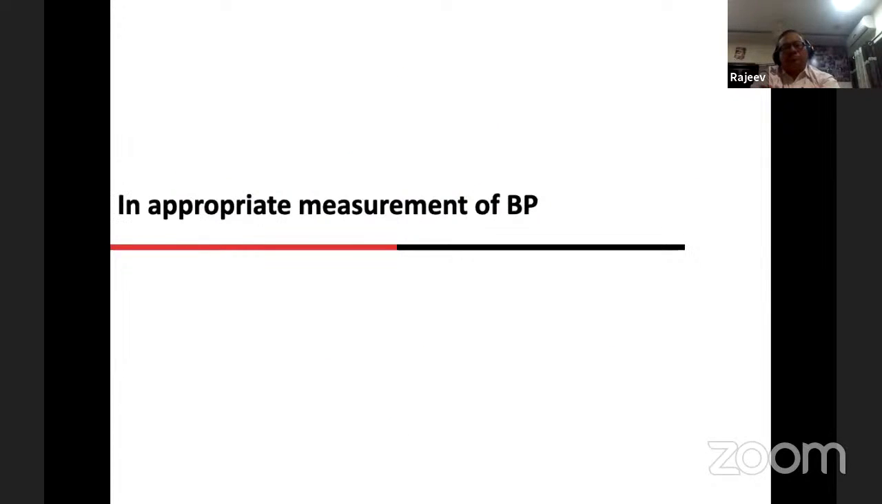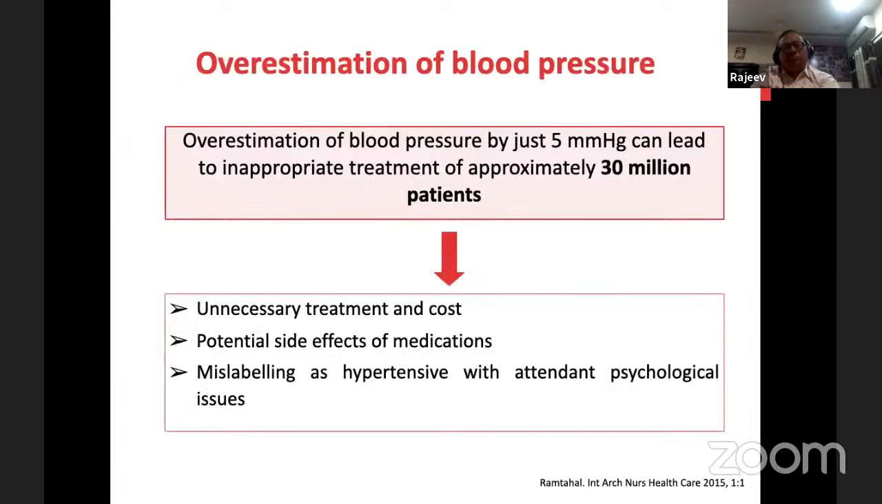So inappropriate measurement of blood pressure. What happens if we inappropriately measure? Overestimation of blood pressure by just 5 millimeters can lead to inappropriate treatment of approximately 30 million patients. So unnecessary treatment and cost, potential side effects of medicines, mislabeling as hypertensive with attendant psychological issues.